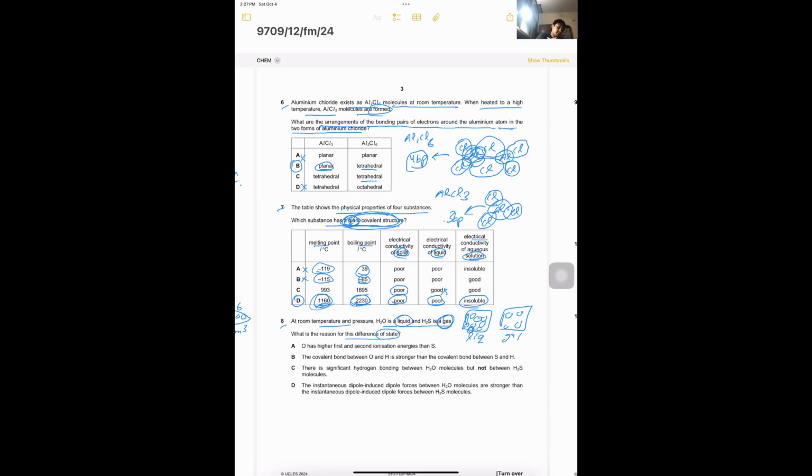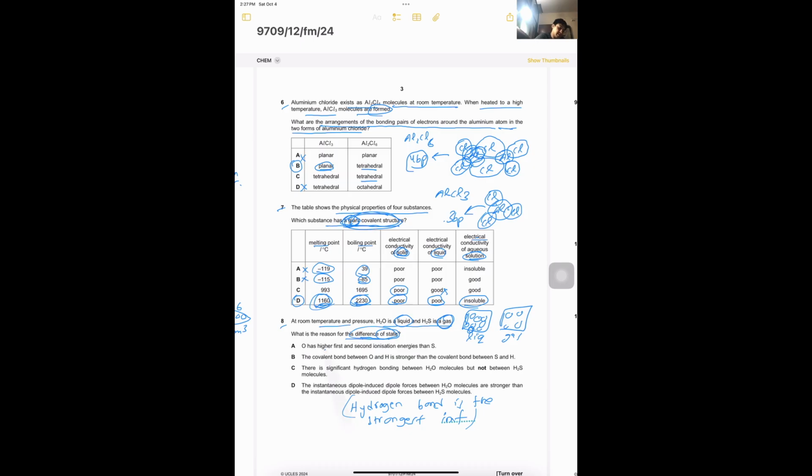And what is the reason behind it? We know that the hydrogen bond is the strongest intermolecular force. I'm just writing IMF, intermolecular force. So the options should definitely be something related to the intermolecular force and also related to hydrogen bonding. And yes, so let's look at the options.